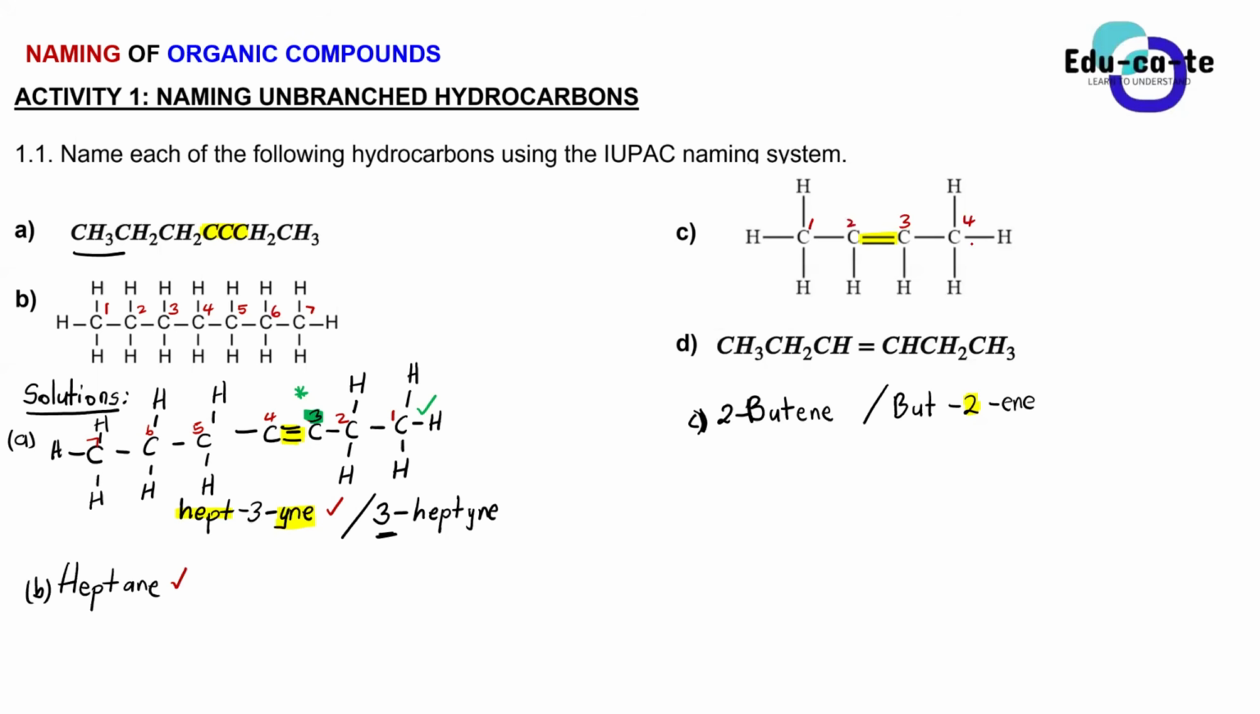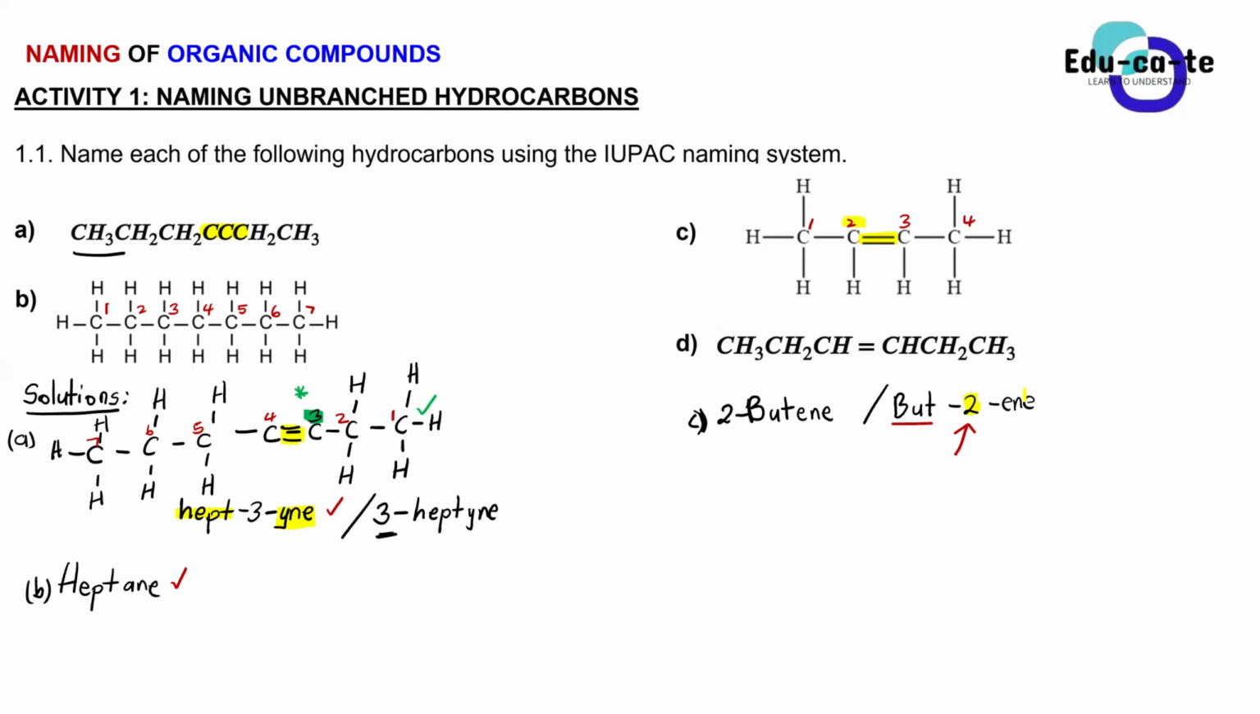Even if you count from right to left, the double bond will still occupy the position 2. So we are having 4 carbons. That's why the first part of the name must have a but in it. And then remember, but is for 4, right? And then you mention the carbon that is bearing the functional group. In this case, the functional group, the double bond, is between carbon 2 and carbon 3, but you are going to take the lowest numbered carbon bearing the functional group. In this case, it is carbon number 2.